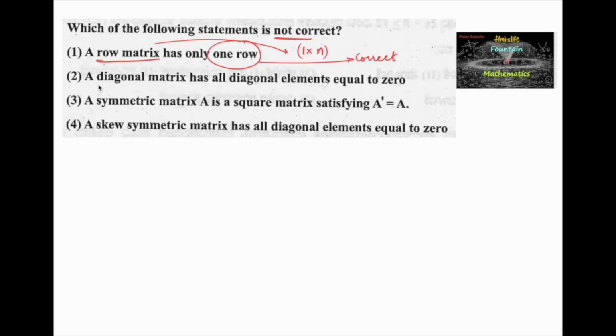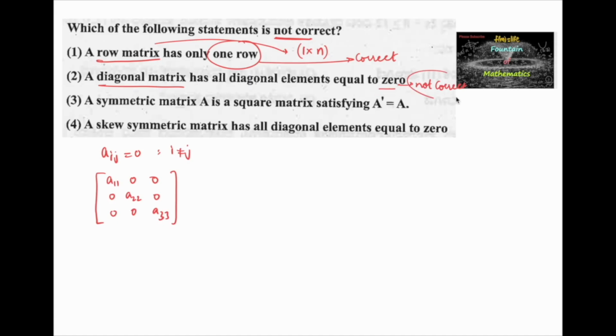And coming to the second option, a diagonal matrix has all its diagonal elements equal to 0, which is not correct. A diagonal matrix has Aij equal to 0 for i not equal to j, which means other than the diagonal elements, all the elements should be equal to 0. So here A11, 0, 0, 0, A22, 0, 0, 0 and A33 for a 3 by 3 matrix, where A11, A22 and A33 can be any other elements. They need not be zeros. So the second option is not correct.